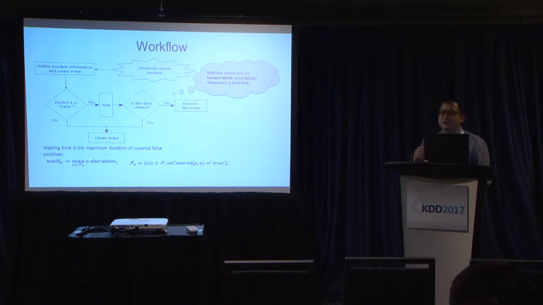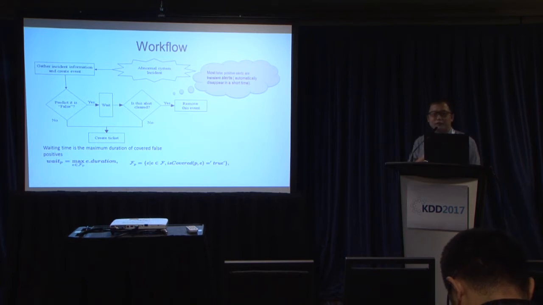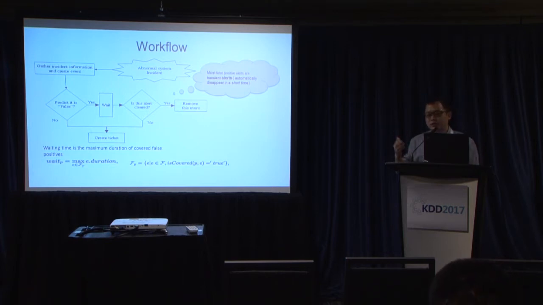So this is still the same idea, we're still using a classifier. However, because we understand from the data the property of the false positives, that most of them are transient, they're going to disappear anyway in a short time. With this understanding of the data, we can come up with a procedure where if we predict it's a false positive, let's hold a little bit and wait to see if after a while this ticket will clear and disappear.